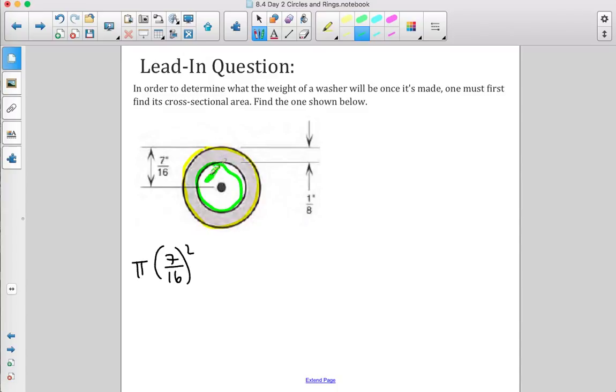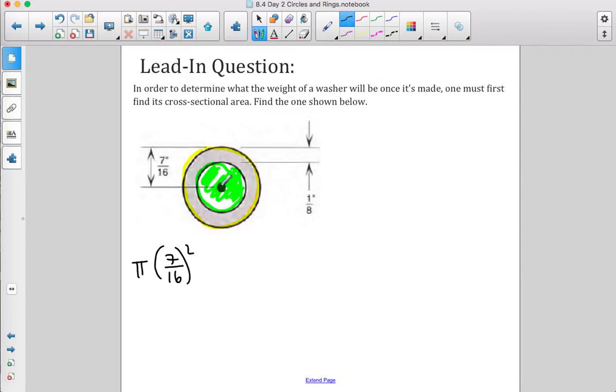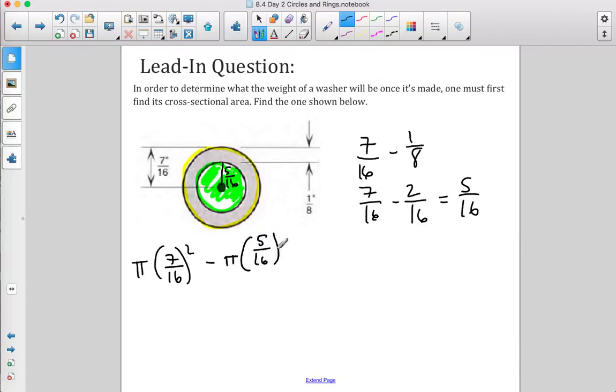I'm going to subtract out, and I'm going to highlight here in green. In order to find its radius, I need to think a little bit. The way I'm going to do it is, okay, it's 7/16 from center to edge. This is an eighth, so here to here must be 7/16 minus 1/8. How do we subtract fractions? We make a common denominator. 7/16 minus 2/16 is equal to 5/16. So here to here is 5/16. So the area of the inner part that I'm going to punch out would be pi times 5/16 squared.